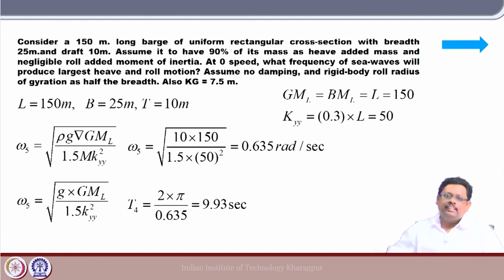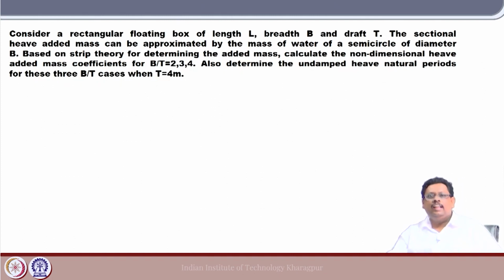Okay. So, with this I have one more problem. Let us very quickly see this problem, and I will leave most of it to you to do at home. Okay. So, this is the problem. We again have a rectangular barge with length L, breadth B and draft T, and it is given that the sectional added mass is the area of the semicircle whose diameter is equal to the beam, right. Now you have to find the added mass coefficient with respect to the B by T ratio. So, this is the problem.